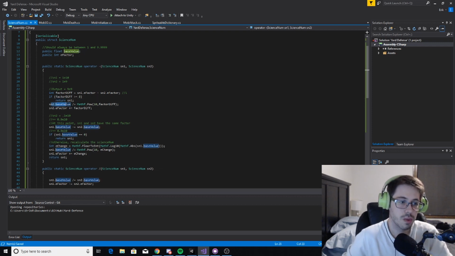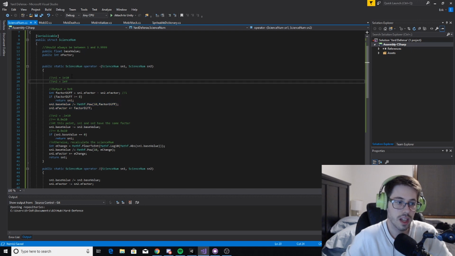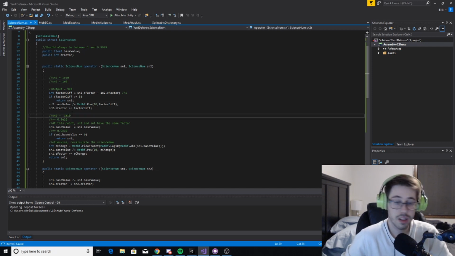But if it's not, and if it's within a reasonable difference in factor, what we do is we convert that SN2, that science number 2, into the same factor as our science number 1. So rather than being 1e9, we convert it to 0.1e10. And now, because they're in the same factor, we can subtract the base values. So SN1 minus SN2, or 1 minus 0.1, and we end up with the correct output of 0.9e10.